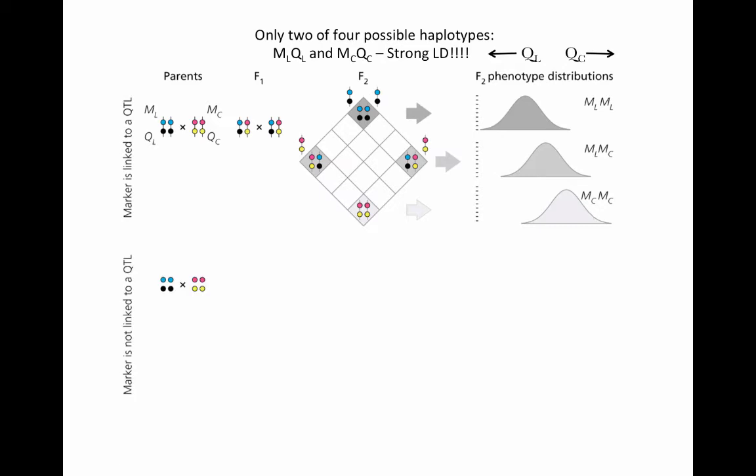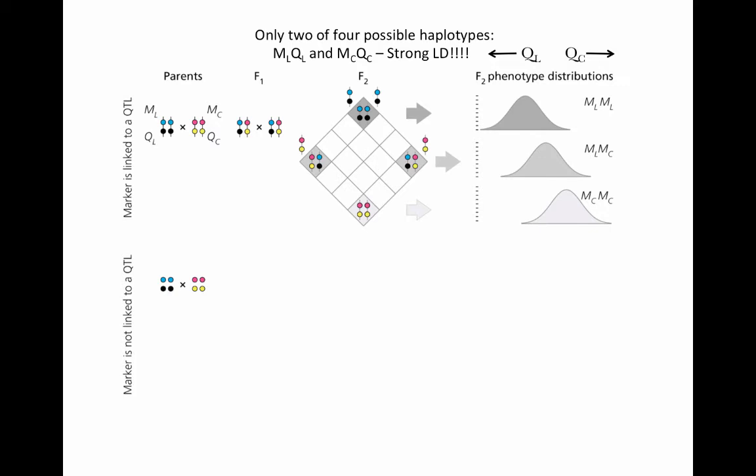Let's look at what happens if the marker is not in linkage disequilibrium with the QTL. So in the case of our experimental situation, this would mean that they're not on the same chromosome. In real life, linkage disequilibrium can be stronger or less strong. It could mean that the marker and the QTL are on the same chromosome, but they're far enough away from each other that recombination has made them behave as if they're independently assorting.